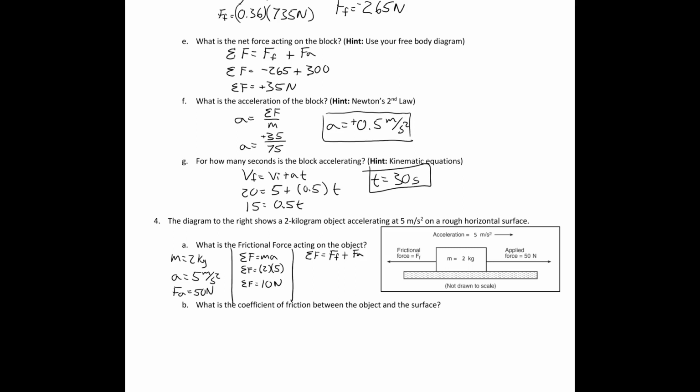Now let's plug in what we know. We figured out that the net force is 10 newtons. We're looking for the frictional force. That's okay. That's what they ask you. I hope we know what the applied force is. And yes, we do. They told us it's 50 newtons. Now all you have to do is solve for the force of friction. You subtract 50 from both sides. The frictional force is actually equal to negative 40 newtons. You did not need to know the coefficient.